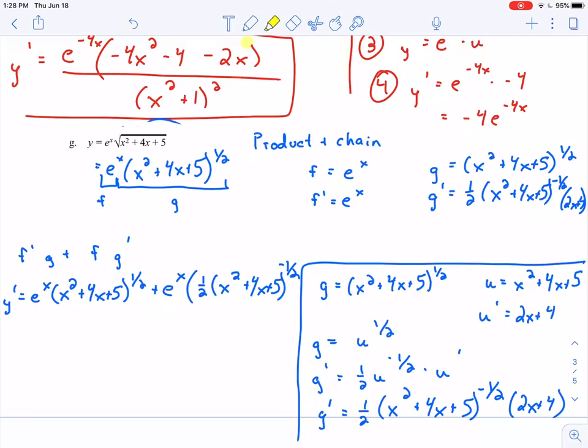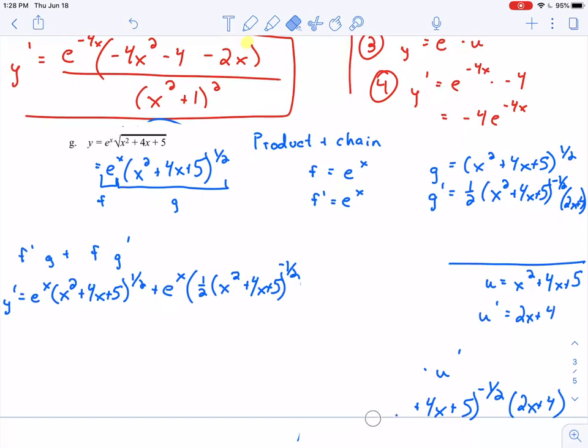I'm running out of room, so I am going to have to do some erasing right here. Let's get rid of some of this stuff here. There we go. 1/2 x squared plus 4x plus 5 to the negative 1/2 times 2x plus 4. And again, there's all sorts of stuff you could do to simplify this. For example, I see a factor of e to the x here that we could factor out if we really wanted to. I'll show just a little bit of simplifying here. e to the x, that would leave me with x squared plus 4x plus 5 to the 1/2 power.